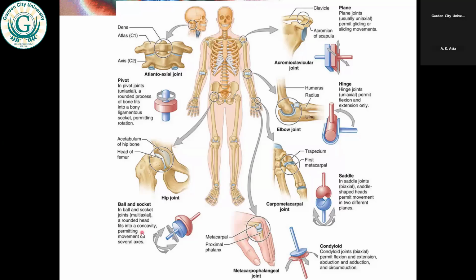So let's look at the popular one that we know of, the ball and socket. It means that there is a ball and there is a socket. If you look at the femur, the head of the femur and the acetabulum of the hip bone. Then you have the head of the humerus and the glenoid cavity of the scapula. Those are ball and socket types of joint.